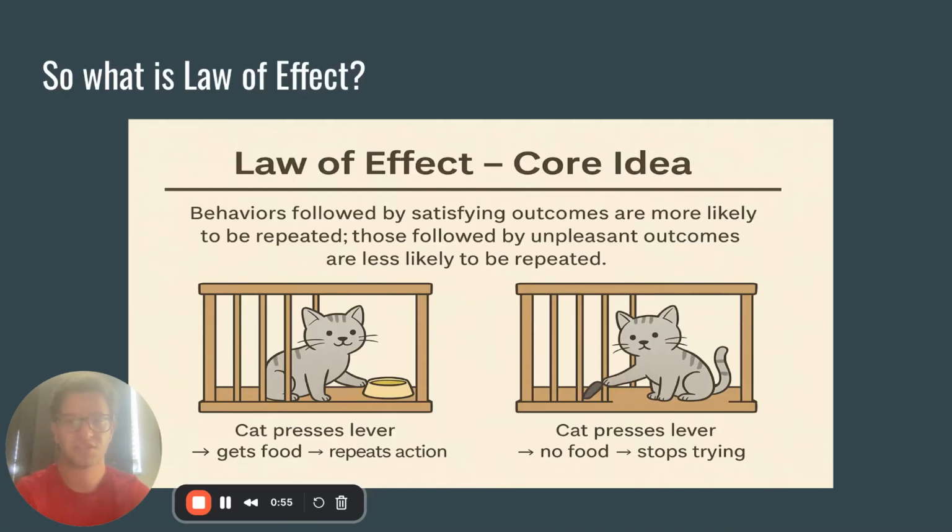So the law of effect is that behavior followed by satisfying outcomes is more likely to be repeated. Those followed by unpleasant outcomes are less likely to be repeated. So when the cat presses a lever and gets food, it will most likely repeat the action. When the cat presses a lever and does not see food, it will not repeat the action. And so these show the consequences based on the theory relating to the law of effect.